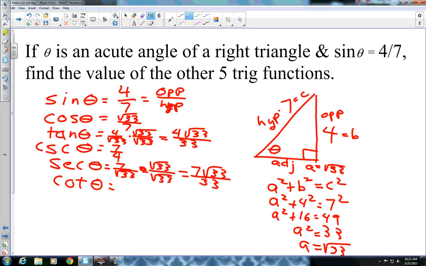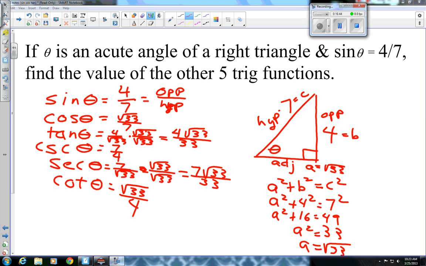The cotangent of theta is, do you take the original tangent or the simplified form? Go back to the original, or else go back to your triangle. It is the adjacent over the opposite, and you have root 33 over 4. You could go back to the simplified version, but then you're going to have to do more simplifying. It's way easier just to go back to the beginning. So those are your 6 solutions. Any questions? Okay. That's all your notes for today.